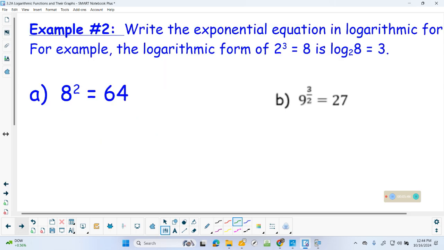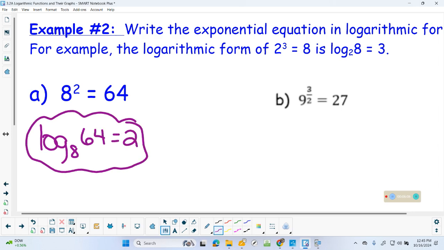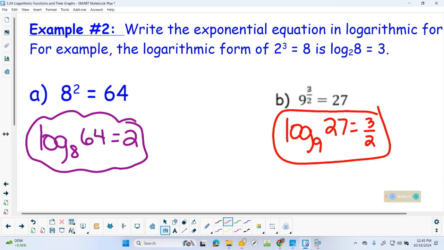So now we're going to go from exponential to logarithmic, okay? So our log, now 8's going to be our base. And of course, you're going to hear me say it a million times, they're inverses. So I'm going to switch the sides. 64 is going to come to the left, 2 to the right. Done and done. That's simple today. Okay, let's look at B. So same thing, log, our base is going to be 9. 27 goes left, 3 halves to the right. And I'm assuming you did this last year in Algebra 2. Probably nothing new or exciting, just need a little refresher.